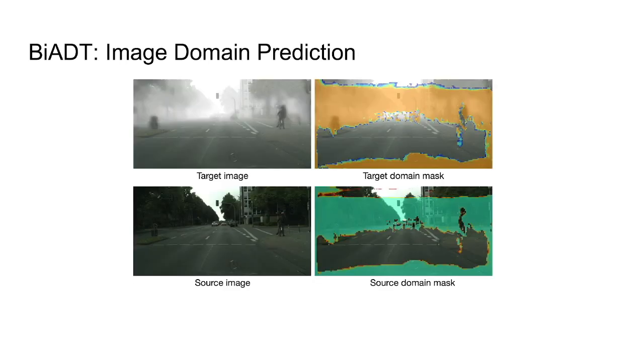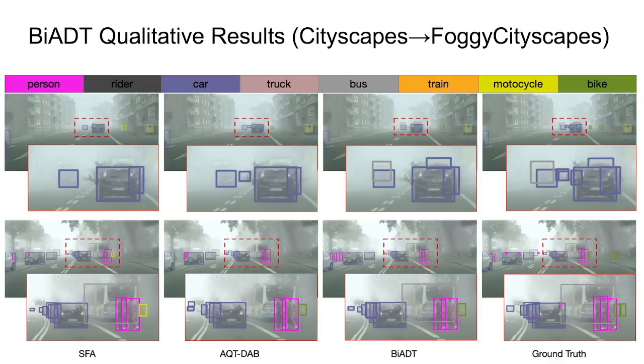This is an example of a predicted domain mask from the BIDT encoder. As we can see, the domain masks are focusing on those domain-related regions. Here are some qualitative results. The first two columns are from two state-of-the-art methods. The third column is from our BIDT, and the last column is the ground truth. As we can see, BIDT can detect objects that are missed in the other methods, such as the bus in these two examples.